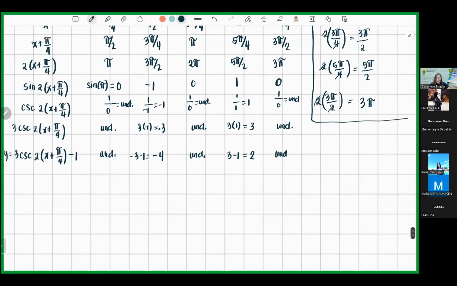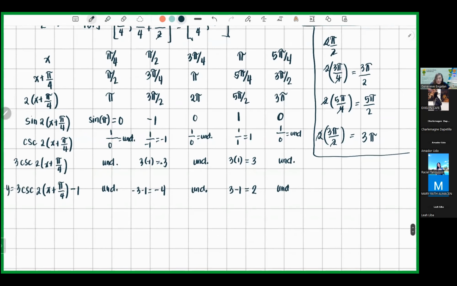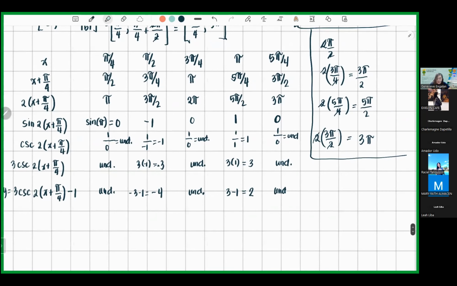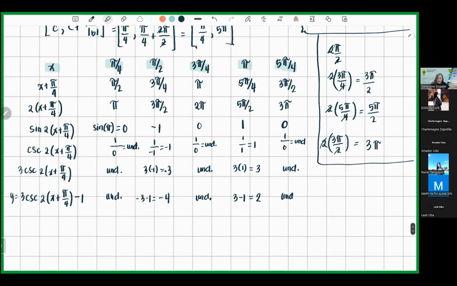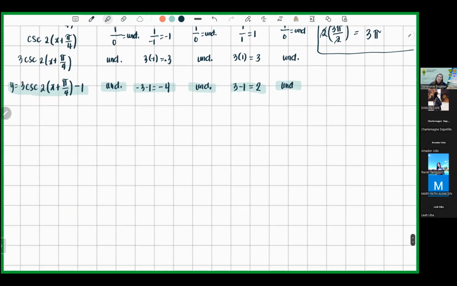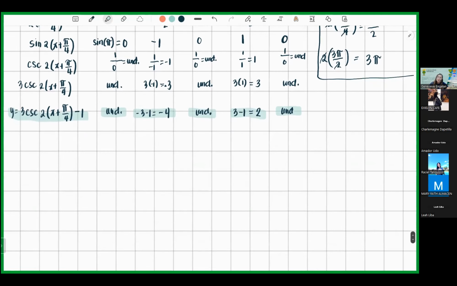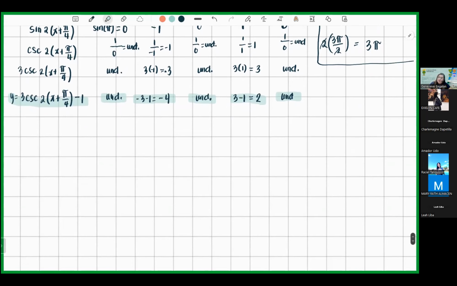So now let's draw, class. We look at the x values and the y values. These are the x values and these are the y values. Where it is undefined, we draw vertical asymptotes. The extremes are 2 and negative 4.